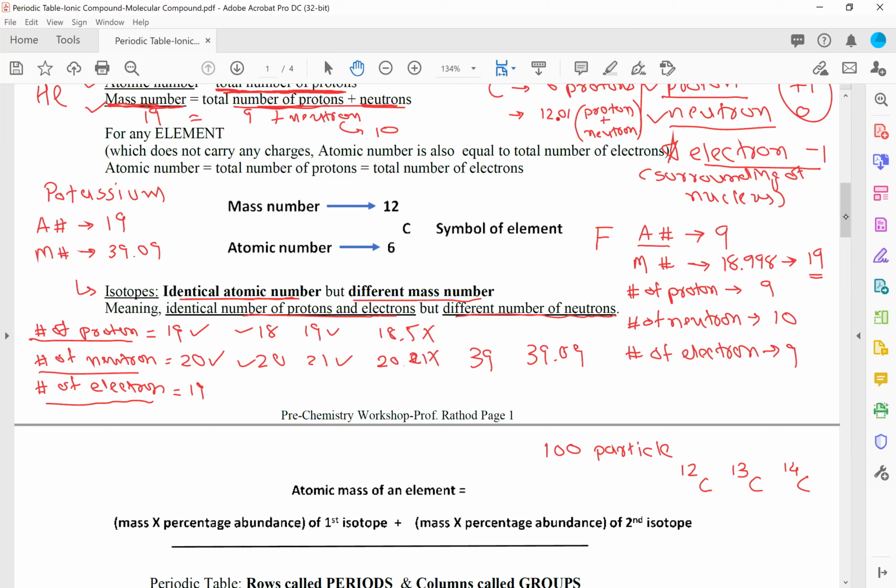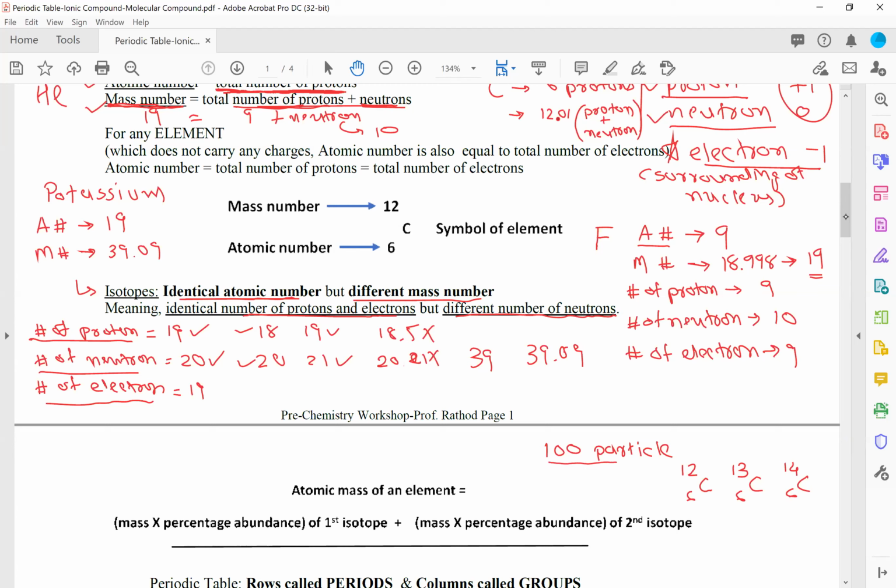Okay, so basically you don't need to remember how many different isotopes there are for each element. However, that information will be given to you in case your instructor is going to ask that kind of question. What you need to understand is isotopes are the ones which have the same atomic number, but they can have different mass numbers. It means they can have different numbers of neutrons.